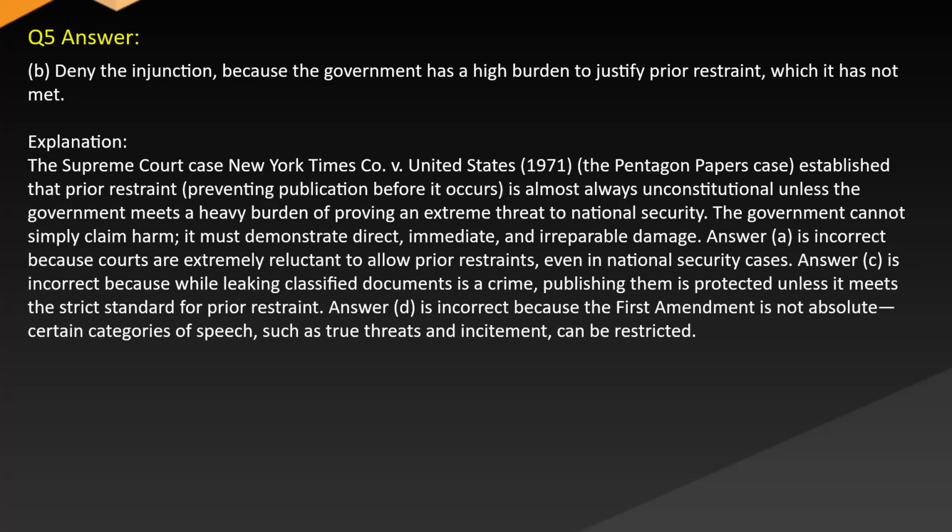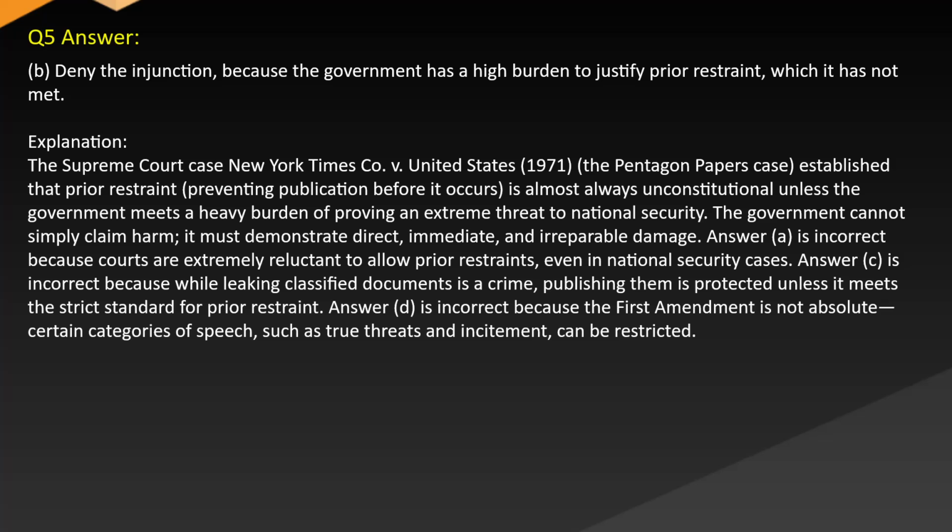Answer: B. Deny the injunction because the government has a high burden to justify prior restraint, which it has not met. Explanation: in the Supreme Court case New York Times Company v. United States, 1971, the Pentagon Papers case, the Court established that prior restraint, preventing publication before it occurs, is almost always unconstitutional unless the government meets a heavy burden of proving an extreme threat to security. The government cannot simply claim harm. It must demonstrate direct, immediate, and irreparable damage.